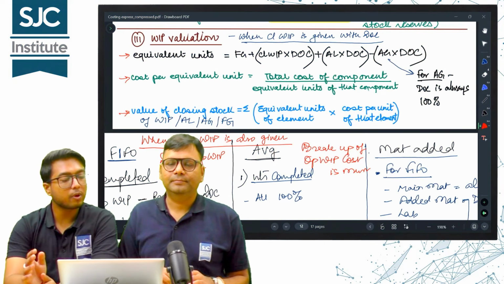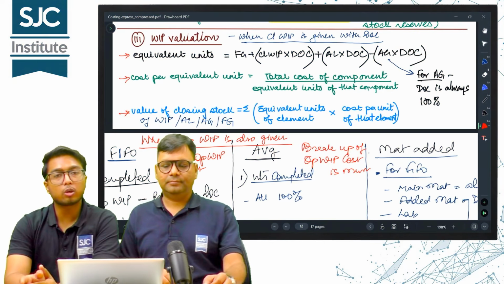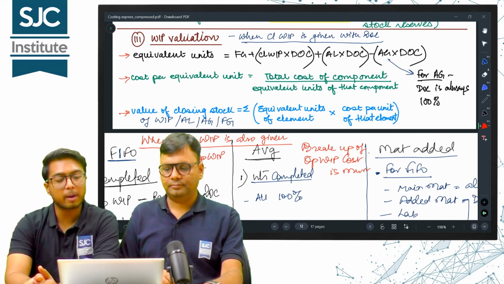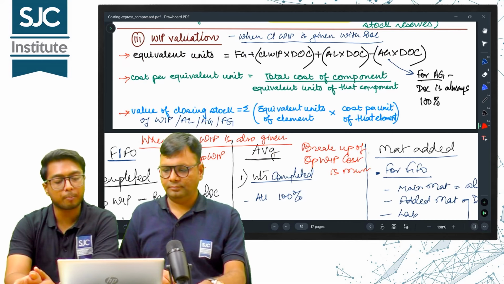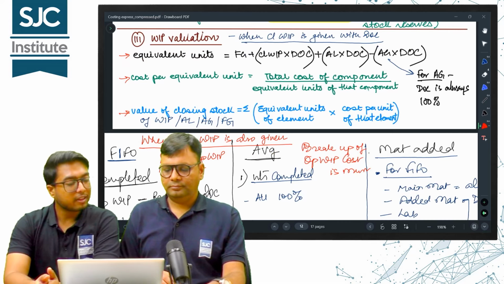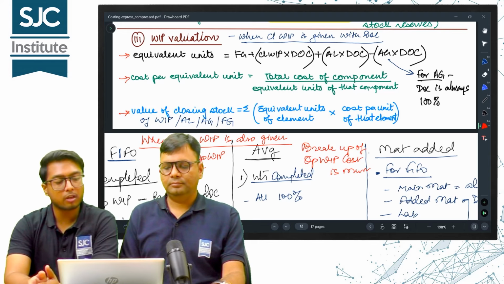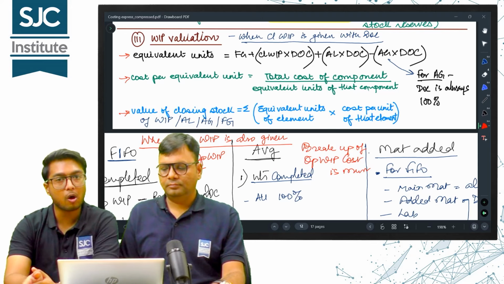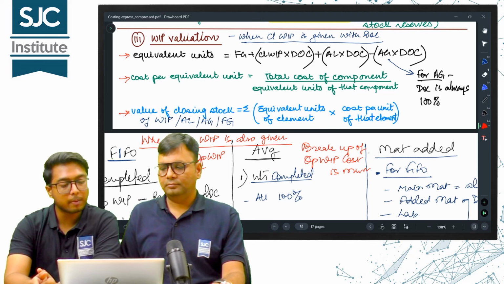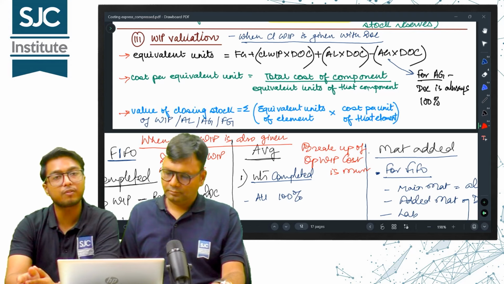The cost per equivalent unit is equal to total cost of component divided by equivalent units of that component. After that, the value of closing stock of work in progress, abnormal loss, abnormal gain or finished goods is equal to the summation of equivalent units of element into cost per unit of that element.